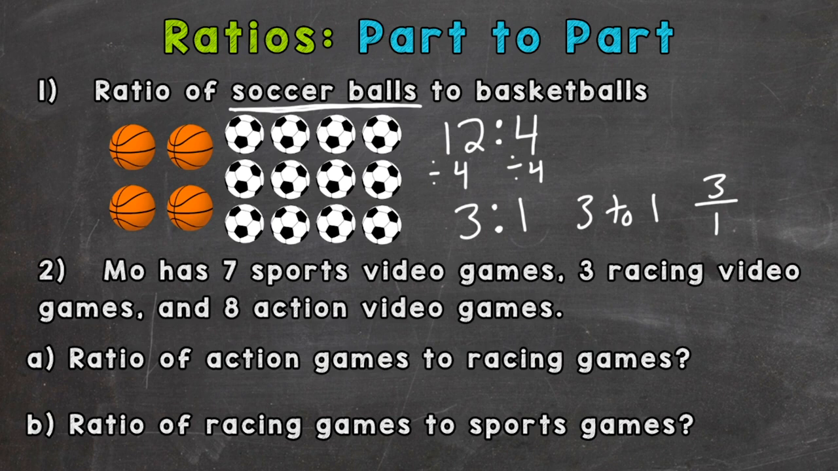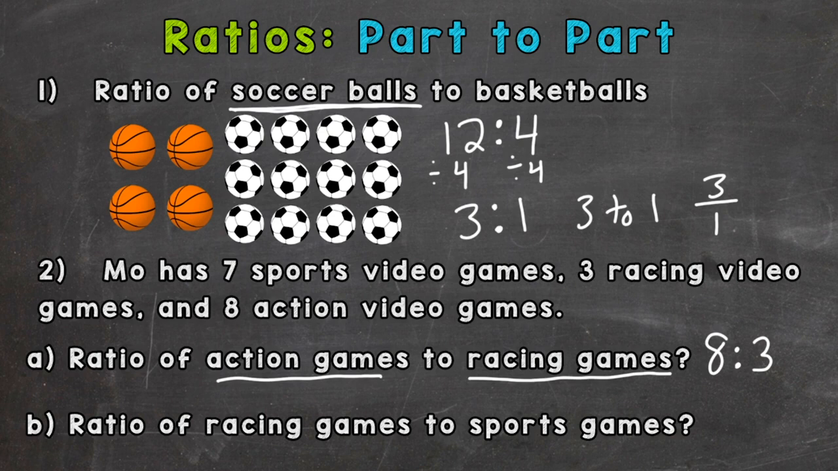So action games would be 8 to, and then racing games would be 3. So 8 to 3. And that ratio cannot be simplified, so we keep it as 8 to 3. Remember, order matters. Action games had to come first and racing games second.